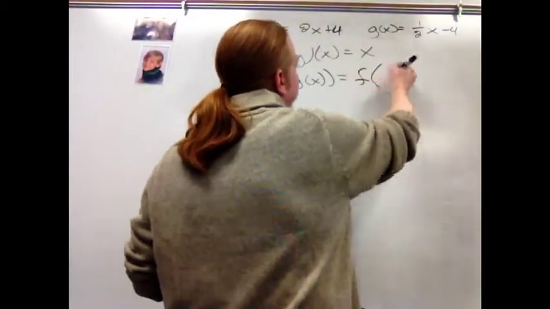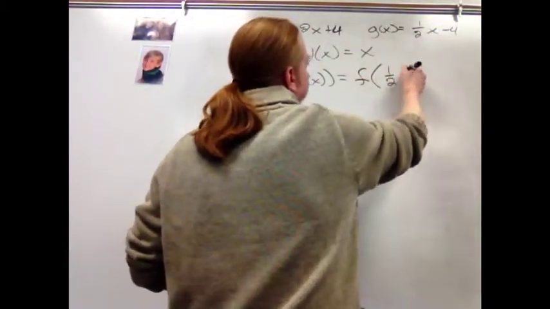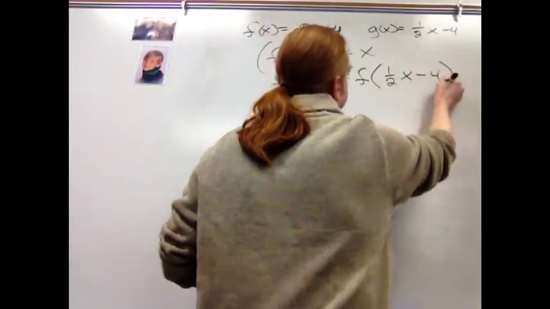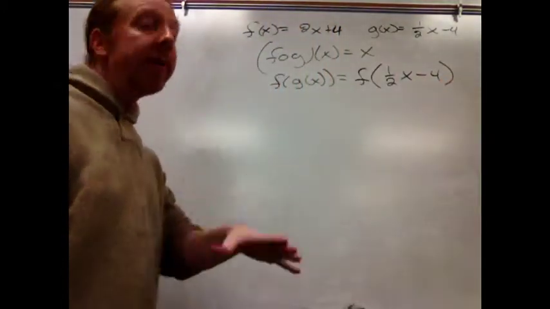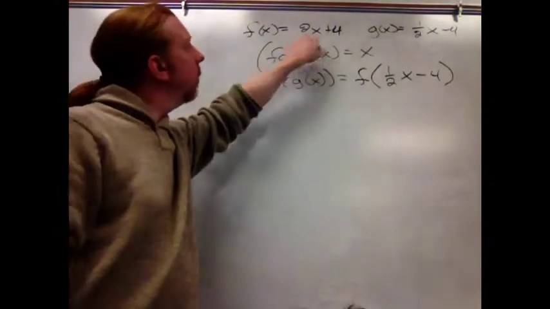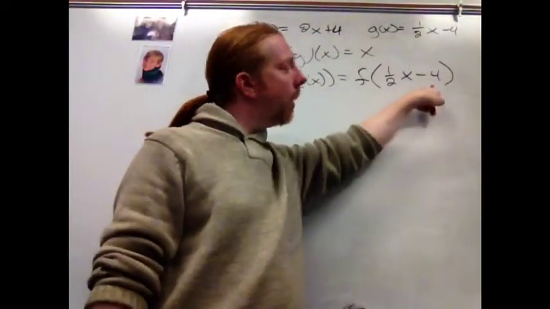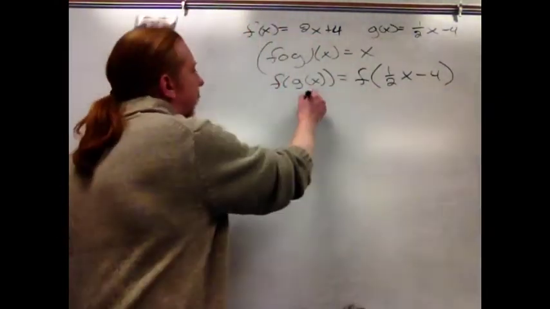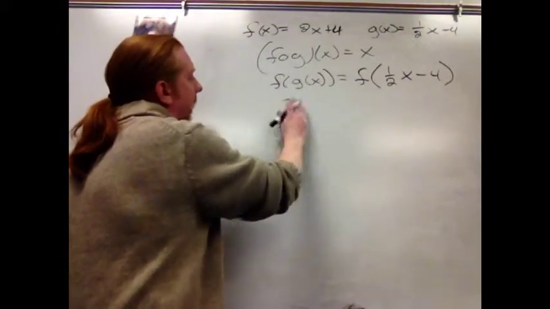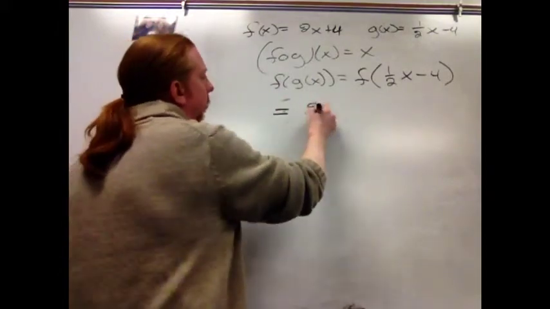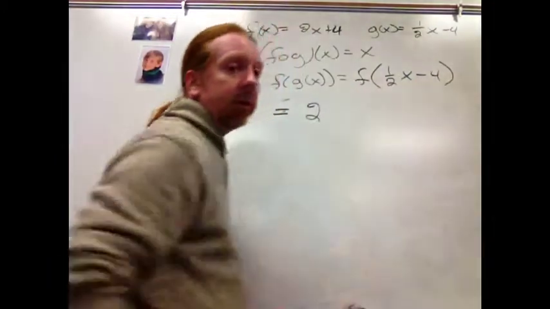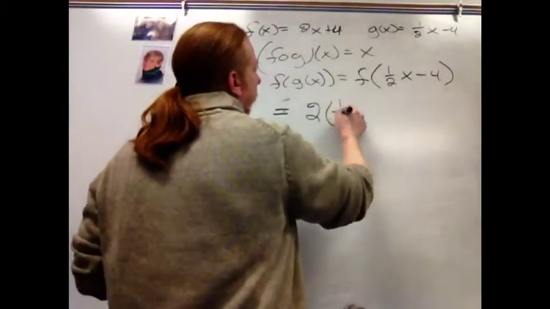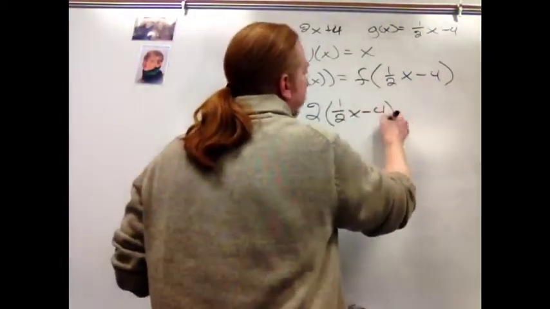So f of, now let's plug in g, 1/2 x minus 4. So that's going to replace my variable in the f function. Where I see this x, I'm going to write this expression out. So that composition would then be 2 times my input, 1/2 x minus 4, plus 4.